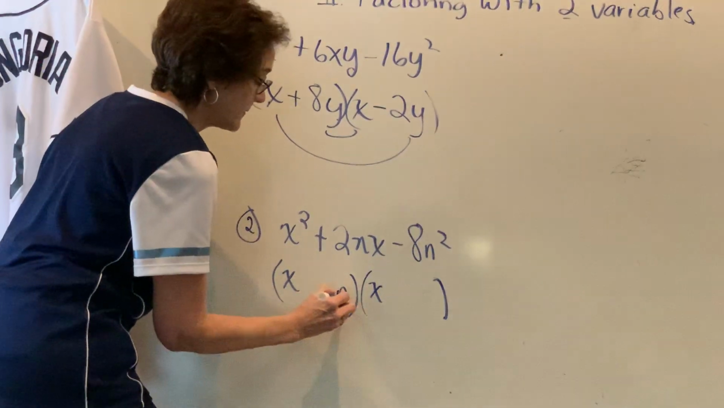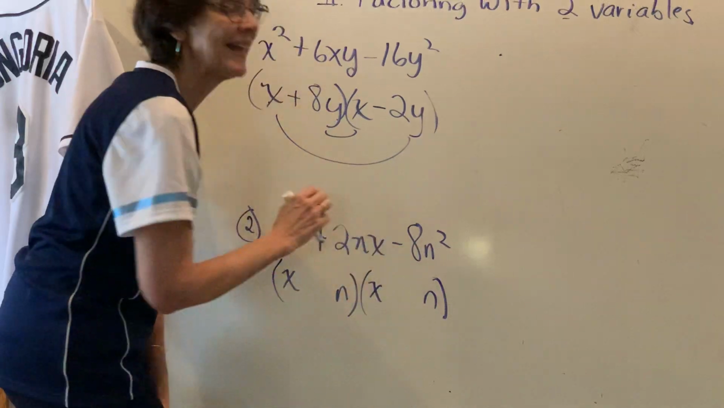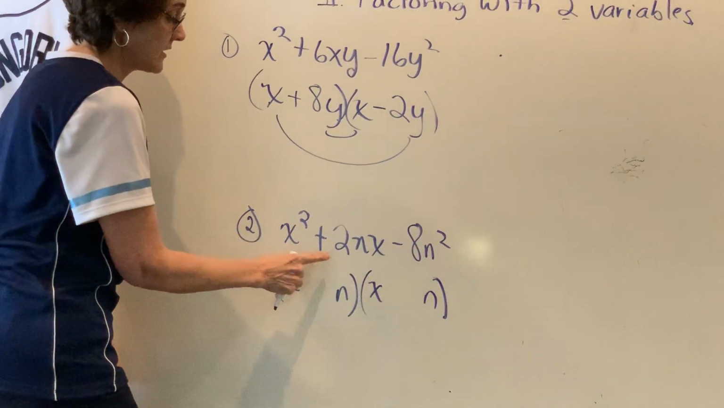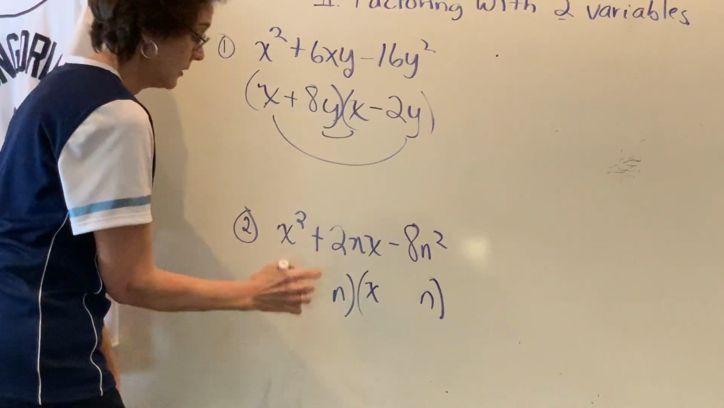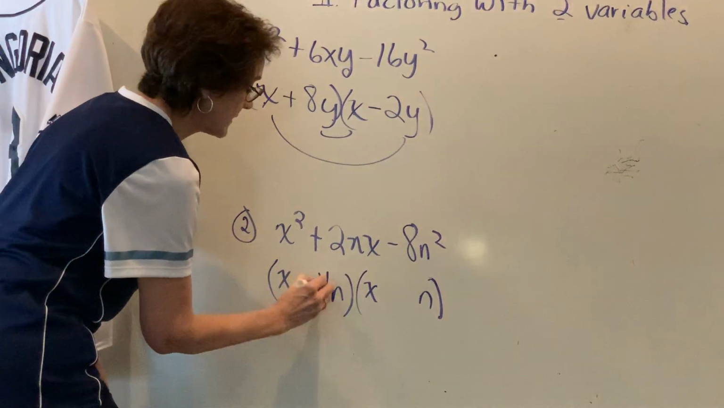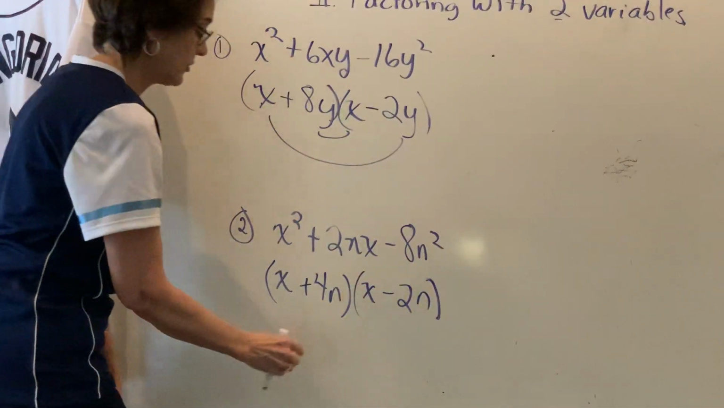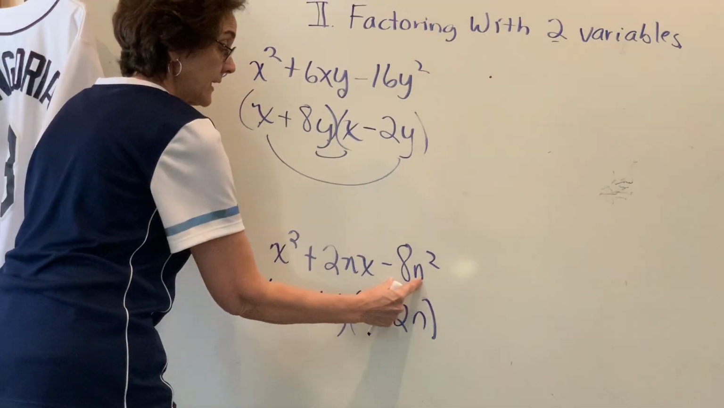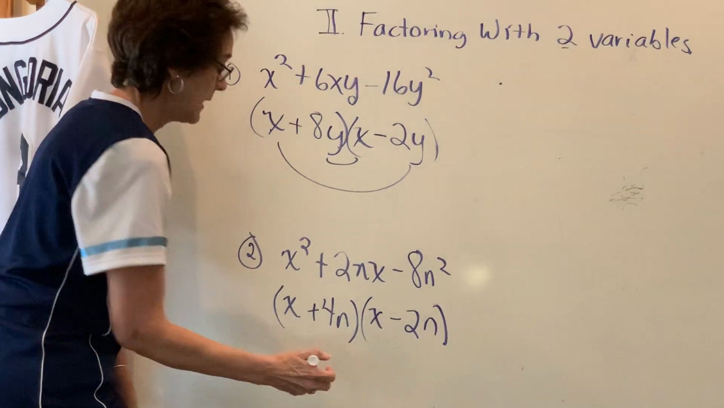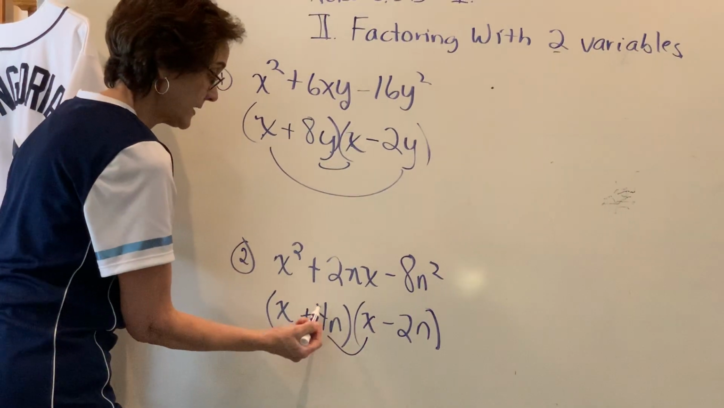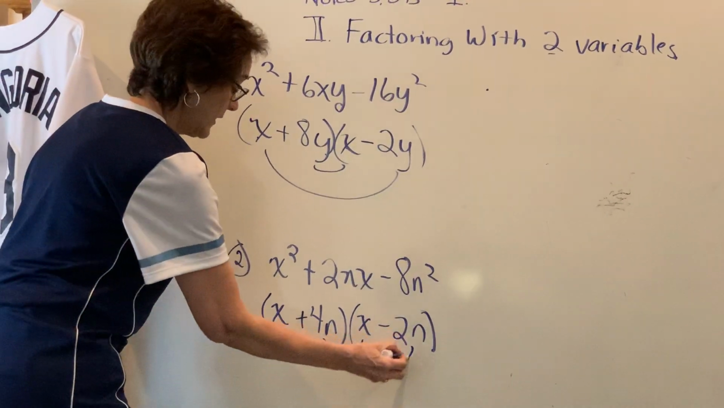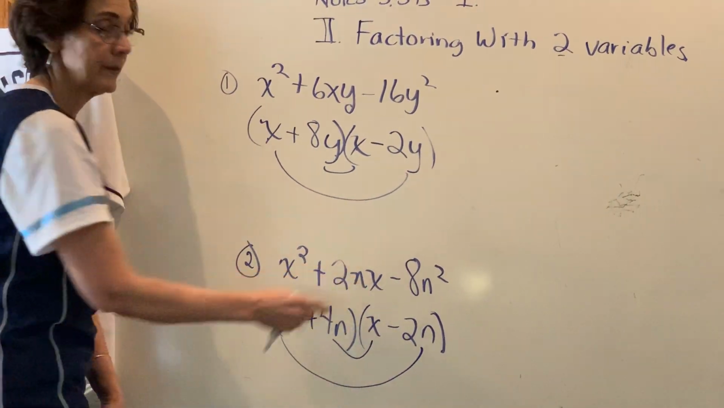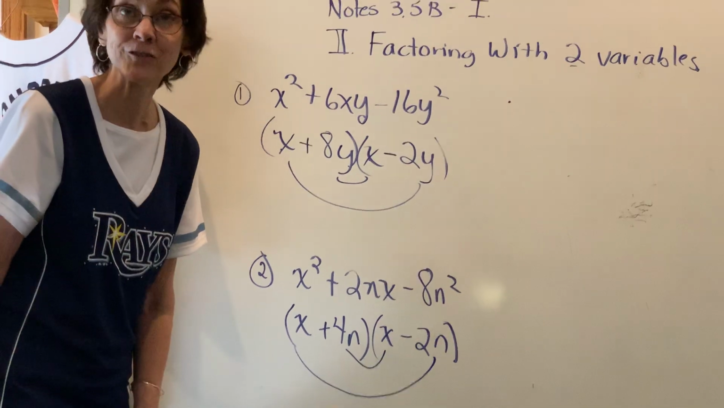Well, we know it's n times n, but how are we going to get that negative 8? We want to make sure that when we do the negative 8, we have a positive 2 here. So we're going to have to use a positive 4 and a negative 2. Positive 4n times negative 2n is negative 8n squared. And your inners would be positive 4xn. Your outers would be negative 2xn. So sure enough, or nx, that would give you a positive 2.